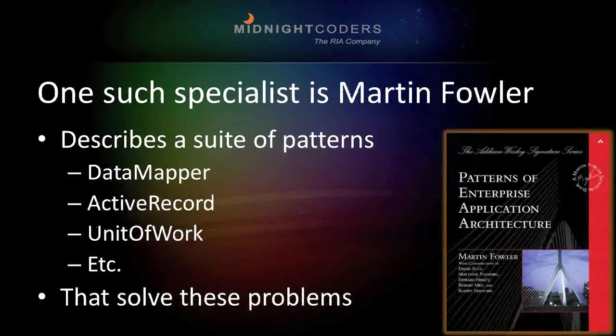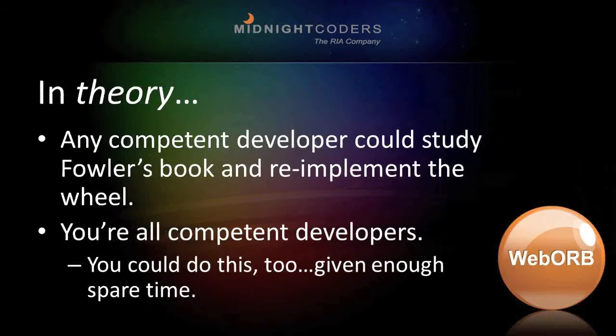One such specialist in enterprise applications is Martin Fowler, whose book Patterns of Enterprise Application Architecture describes a suite of patterns that address these 3 issues, among others. And those patterns are data mapper, active record, unit of work, and so on. These patterns solve those 3 problems. So in theory, any competent developer could simply study Fowler's book and implement those solutions as necessary to solve those problems. They could, in short, re-implement the wheel.